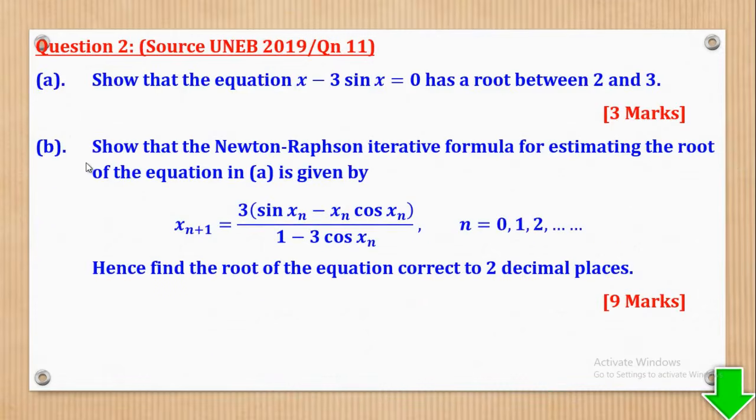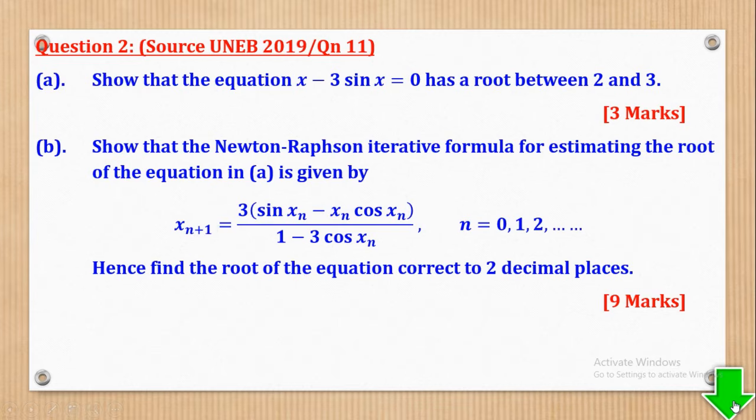Now we shall go to part B, which says show that the Newton-Raphson iterative formula for estimating the root of the equation in A is given by this formula, where n starts from 0 onwards. Hence, find the root of the equation correct to 2 decimal places. So this 2 decimal places is what helps us to get the tolerance. Therefore, the tolerance will be 0.005.